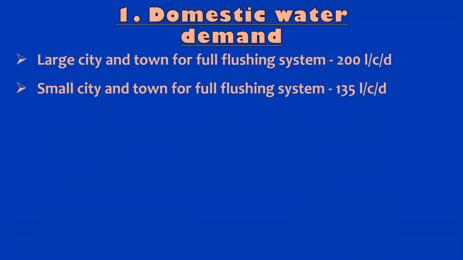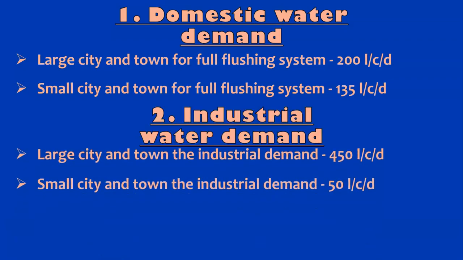So number 1, domestic water demand. For a large city and town, for full flushing system, it is 200 liters per capita per day, and for a small city and town, for full flushing system, it is 135 liters per capita per day. For industrial water demand, for large city and town, it is 450, and for small city and town, it is 50.